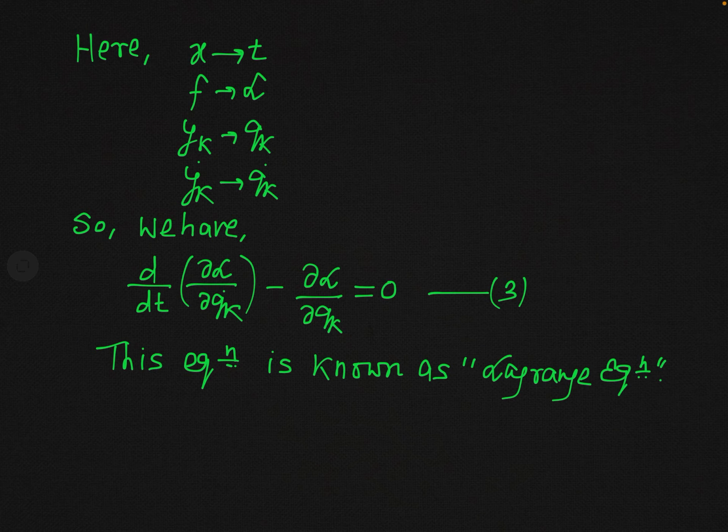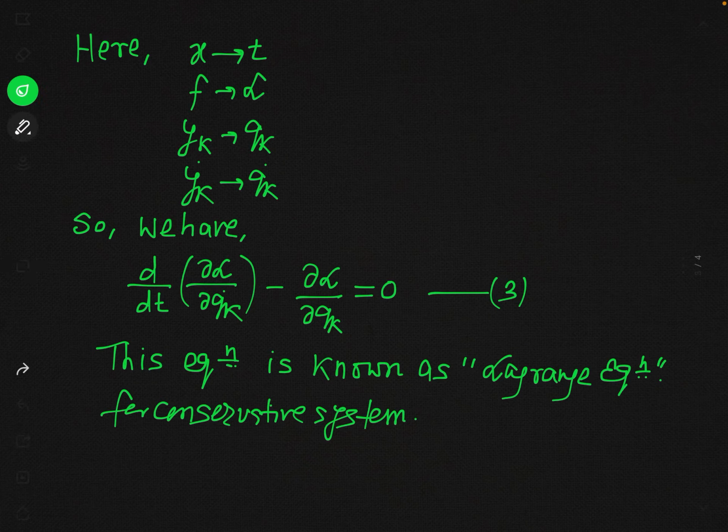And as I have mentioned earlier, this equation 3 is simply the Lagrange equation for a conservative system. So you have seen how easily we can derive the Lagrange equation for a conservative system by the use of Hamilton's variational principle and the technique of calculus of variation. So this is a very short method and you can easily find the Lagrange equation by this method.